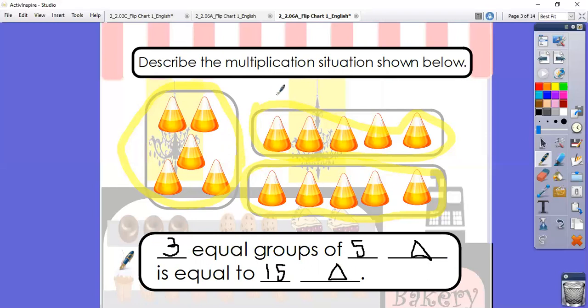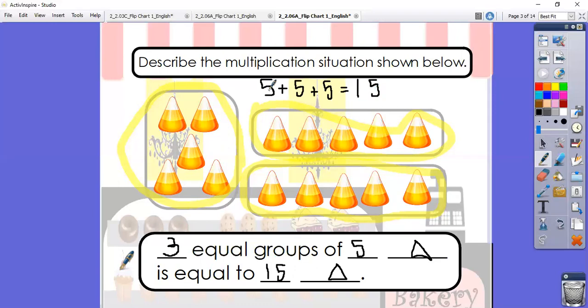Okay. So I do have 5 plus 5 plus 5. And this is what we focus on in 2nd grade, that multiplication is repeated addition. So we want you to see that multiplication is doing an addition problem with the same number over and over. But I am going to show you what it's going to look like in 3rd grade.